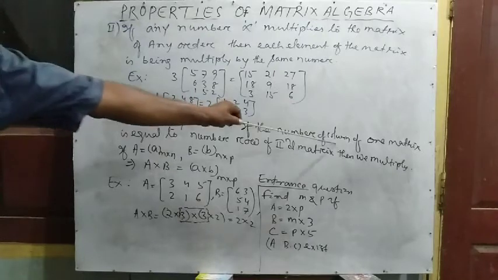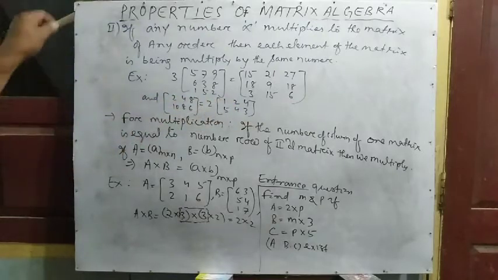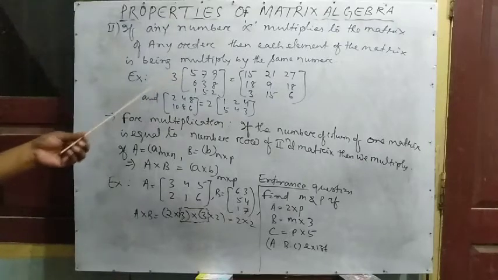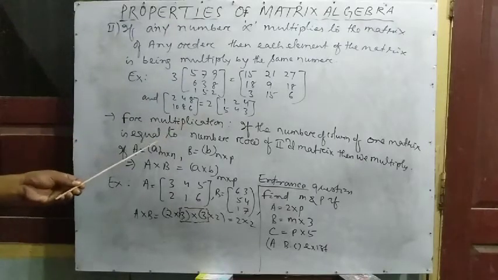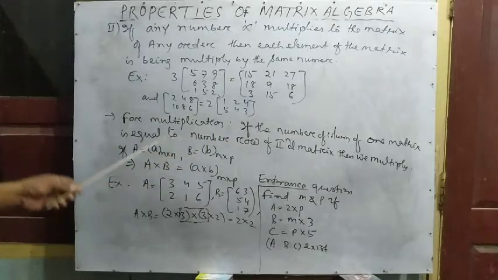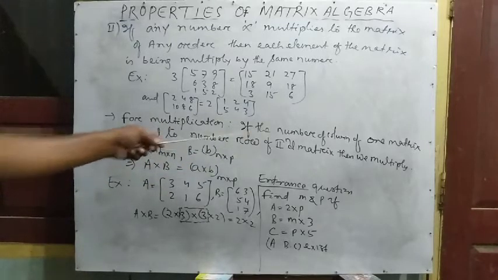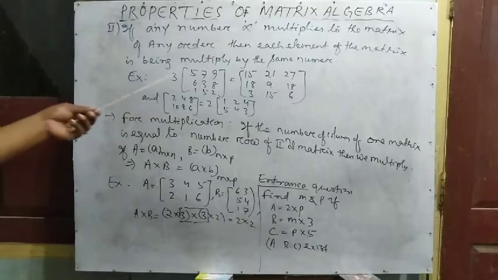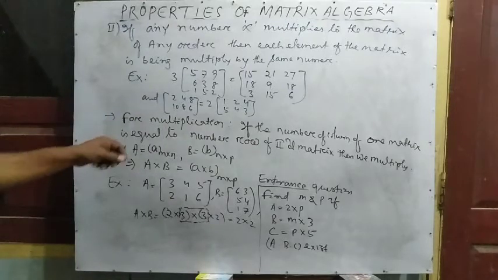Number of columns of the first matrix. In the first matrix, how many columns are there? You just check. That should be equal to the number of rows of the second matrix. In the second matrix, the number of rows should be equal to the number of columns of the first matrix. Only then can we multiply the two matrices.